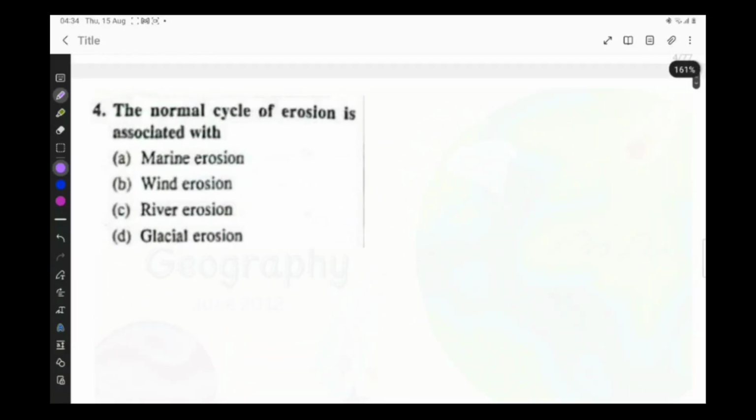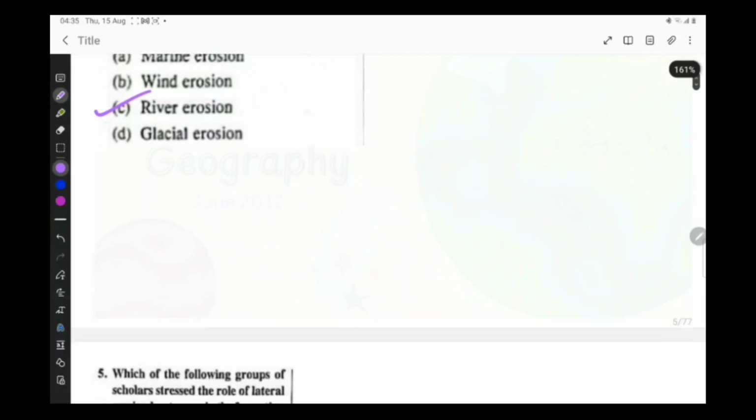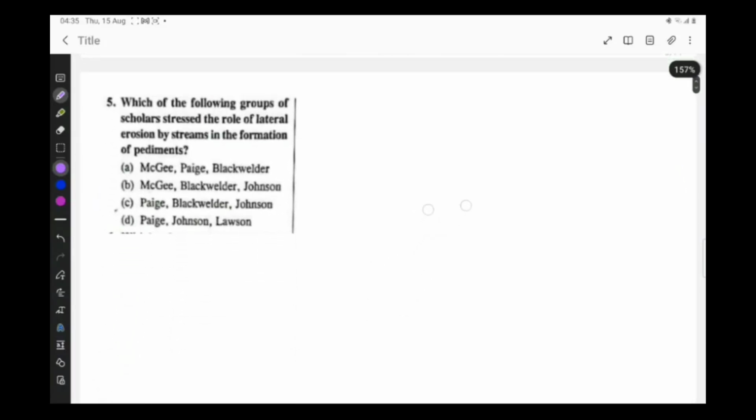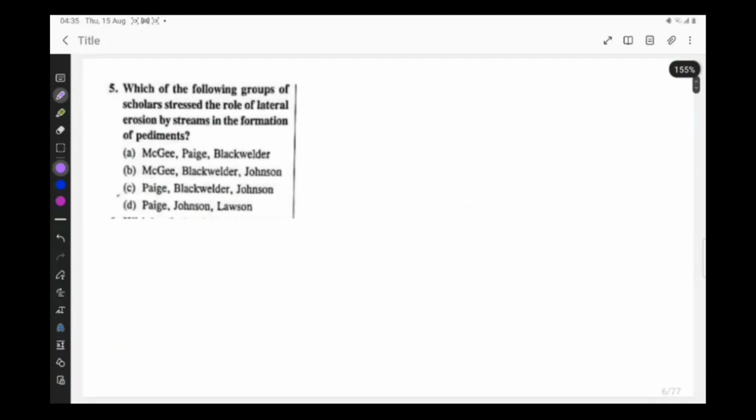Next, normal cycle of erosion is associated with fluvial cycle or river erosion is the answer. Let's look at the next question. Which one of the following groups of scholars stressed the role of lateral erosion by streams in the formation of pediments?